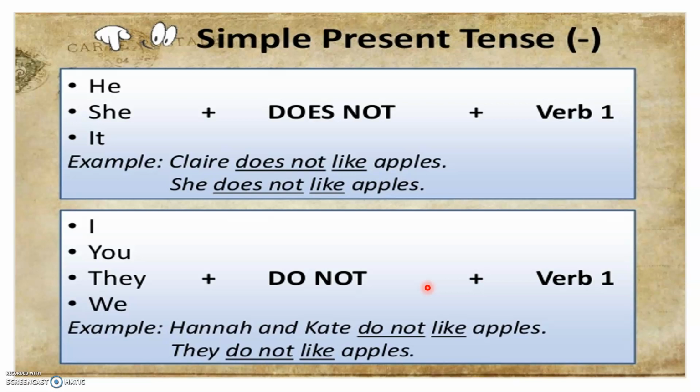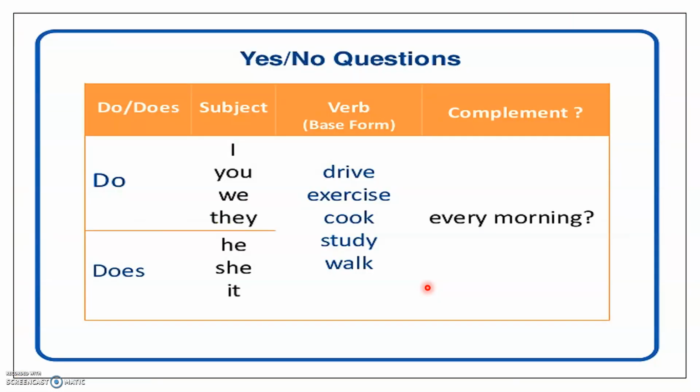So if we want to make the yes or no question in the simple present tense, also we need to look at the subject of the sentence, because usually the yes or no questions start with do or does according to the subject of the sentence. So if I have the subjects I, you, we, they, or any plural noun, we start the yes or no question with do. Do they, then the subject, then the base form of the verb. So for example, do they cook every morning?